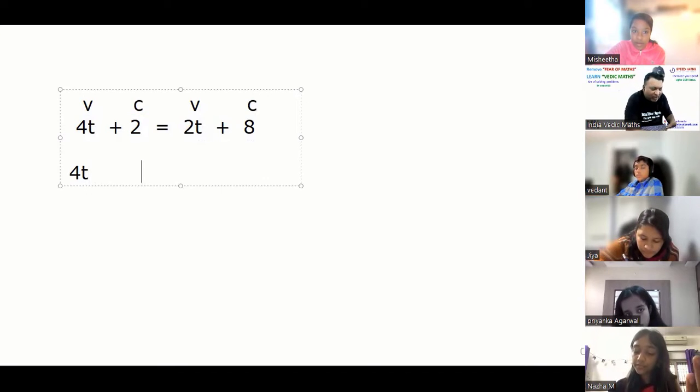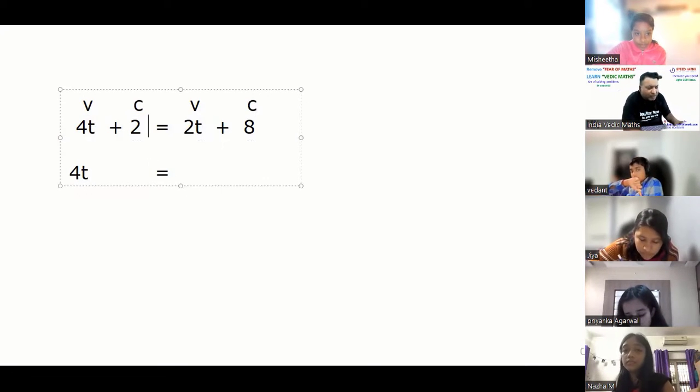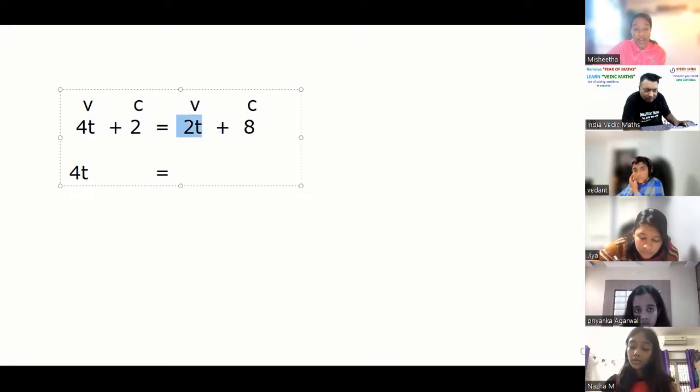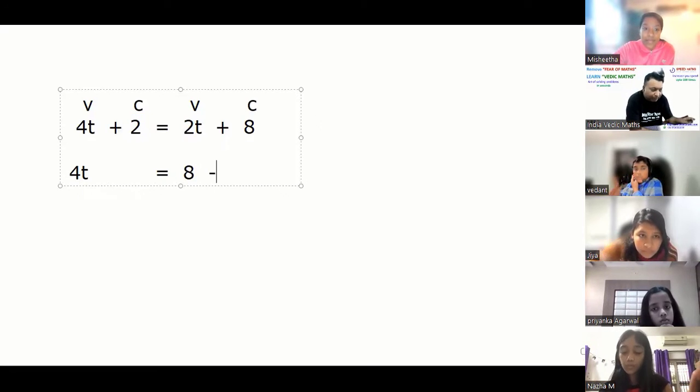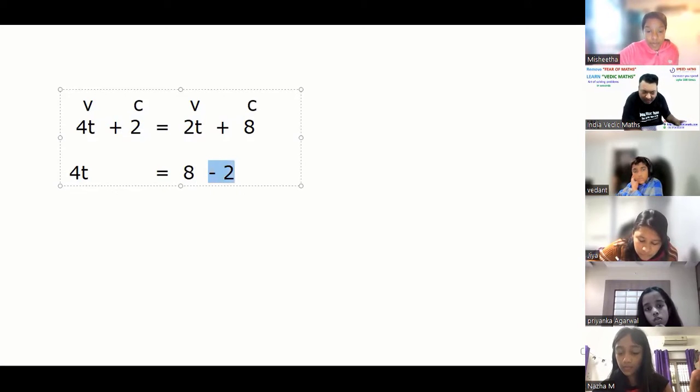So let me put the equal to sign first here. We'll move this later. So plus 2 we have to move. This 2t will move, and 8 will remain here. So let me put 8 here. Now, if plus 2 has to move to the right side, what will plus 2 become? It will become -2. Got it, everybody?